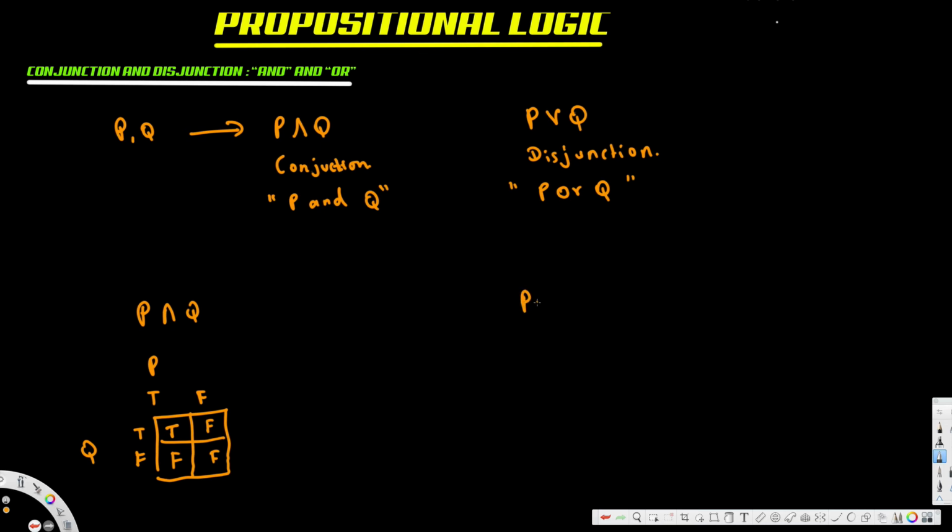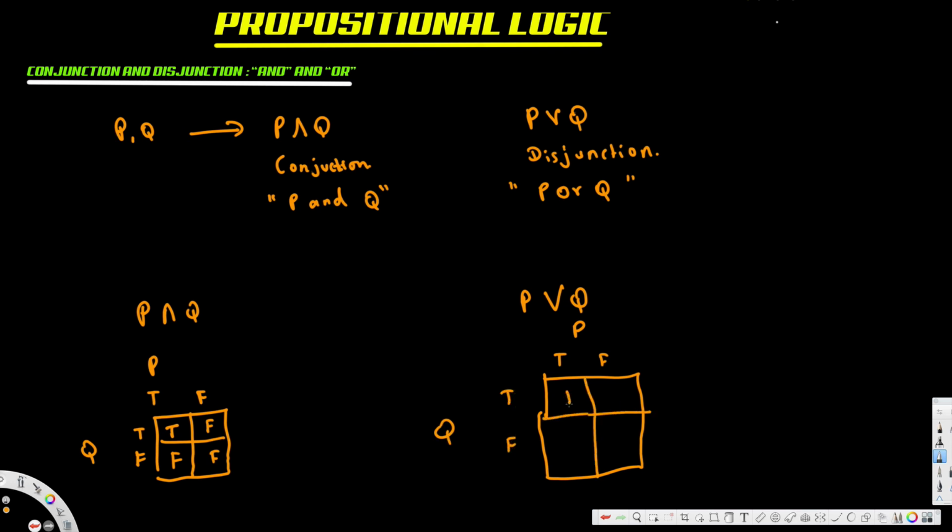In disjunction, at least one has to be true. If at least one is true, it's true. If both of them are false, it's going to be false. That's the truth table for disjunction. So p has two possibilities, true or false. q has two possibilities, true or false.